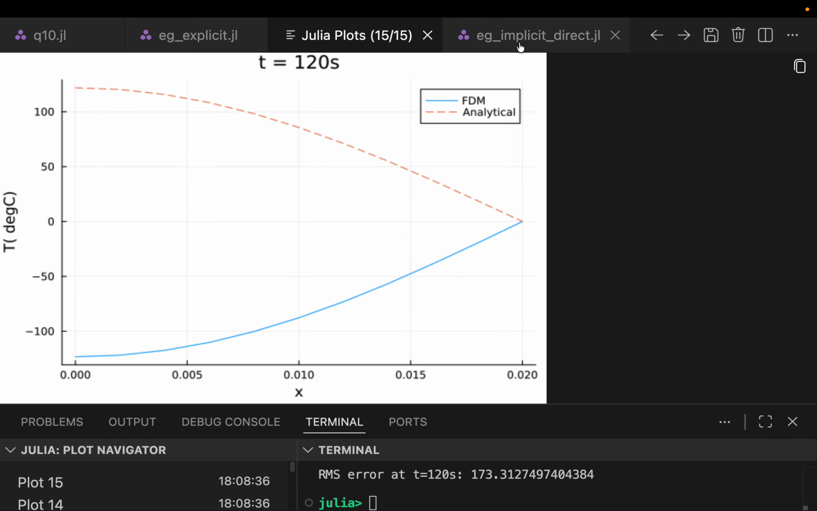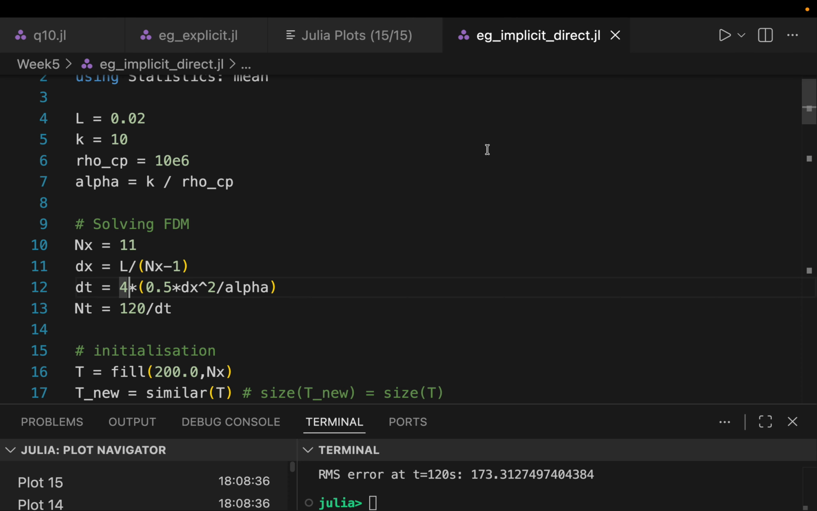So for implicit schemes, theoretically there is no limit on delta t as far as stability is concerned, but from an accuracy point of view, you have to choose your delta t accordingly.